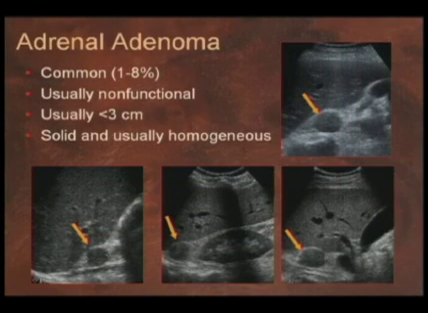Adrenal adenomas, on the other hand, are very common tumors. They're usually non-functional. They're usually small. 3 centimeters is a reasonable number to remember. And they typically are solid and homogeneous. And these are 3 different examples of adrenal adenomas that have been seen on sonography. And they all have a fairly typical, although nonspecific appearance.